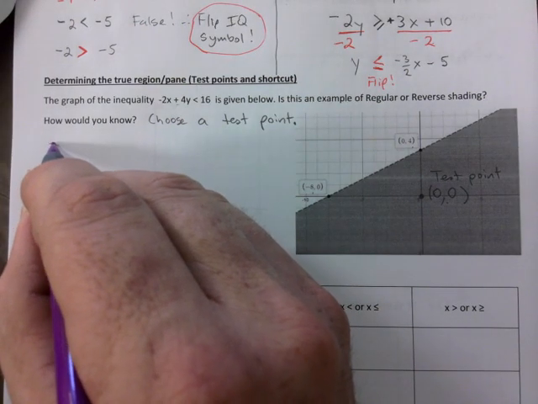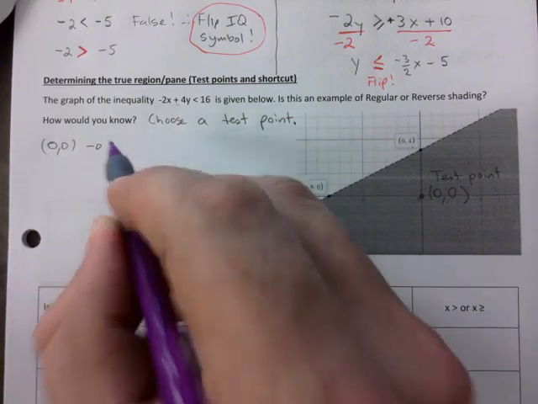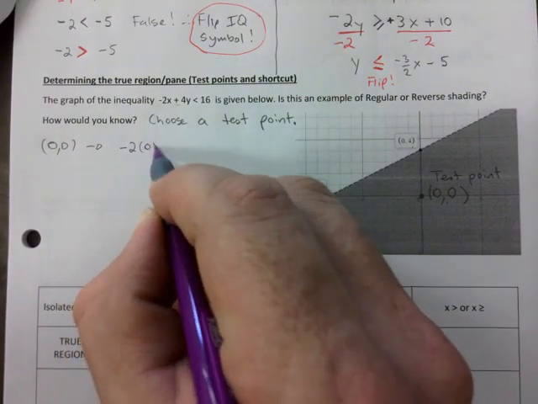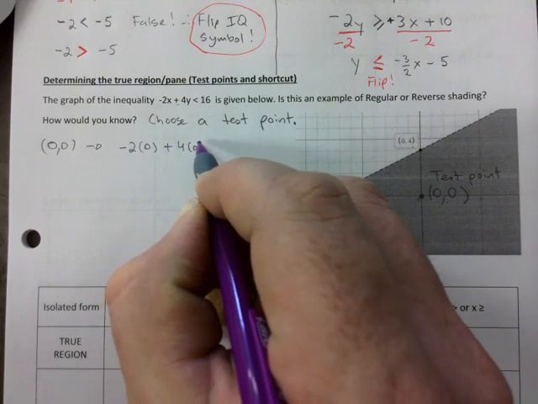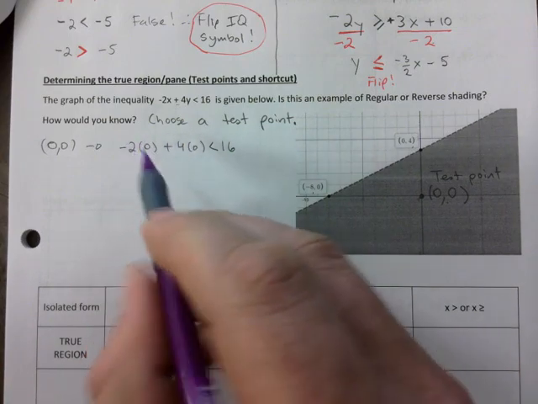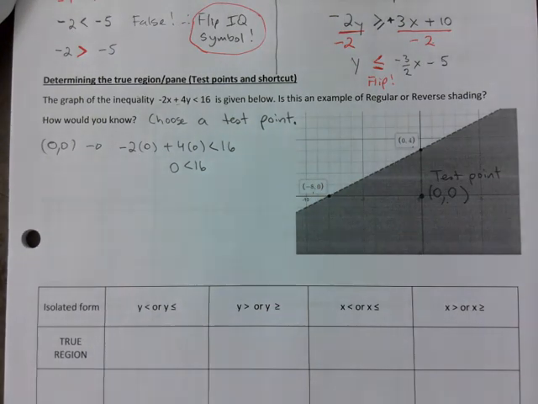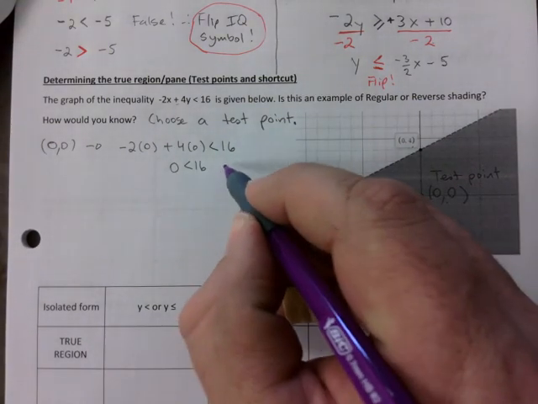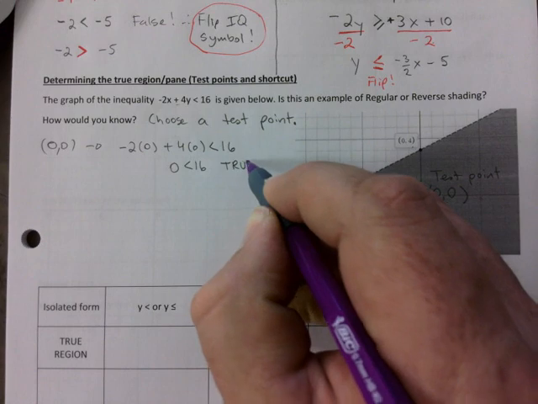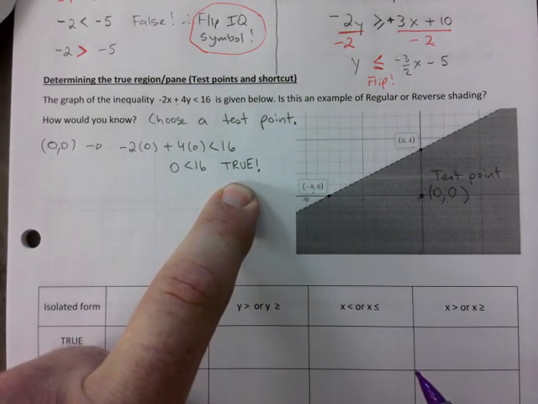So we're going to substitute 0, 0 in. That'd be negative 2 times 0 plus 4 times 0, and that's supposed to be less than 16. We know all of this is just going to be 0 is less than 16. Is that true? Is 0 less than 16? I think all of you would say, yeah, for sure. This is true.